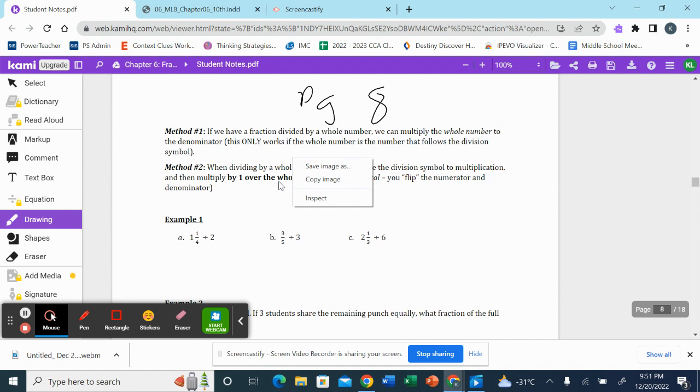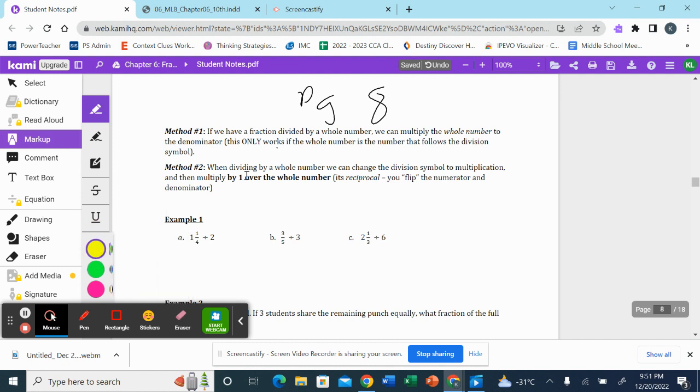Method 1. If we have a fraction divided by a whole number, we can multiply the whole number to the denominator. This only works if we're using just a whole number. So that's one method. Or method 2, which is my preferred method. When dividing by a whole number, we can change the division symbol to multiplication and then multiply by 1 over the whole number. Or it's called its reciprocal.